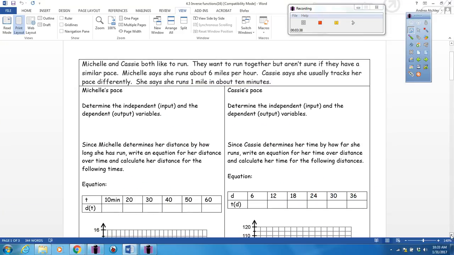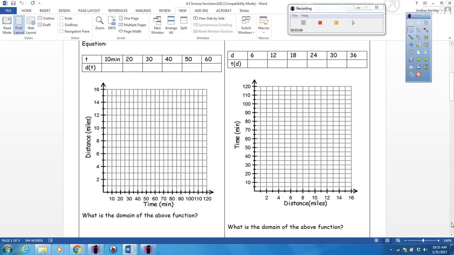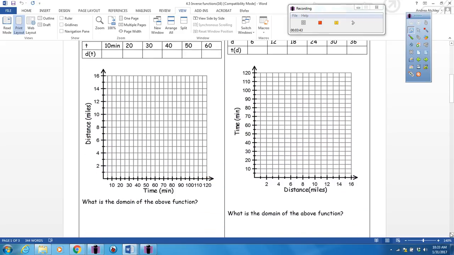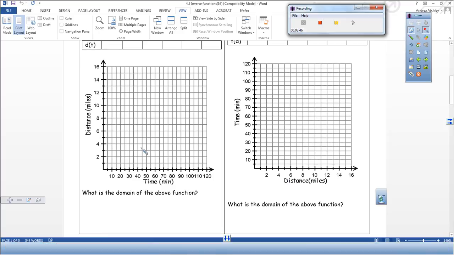So now, we should have graphed this. So for 0, we're going 0. At 10, we're at 1. At 20, we're at 2 miles. At 30, we're at 3 miles. At 40, we're at 4 miles. 50, 5, 60, 6. Let's just keep going with this.